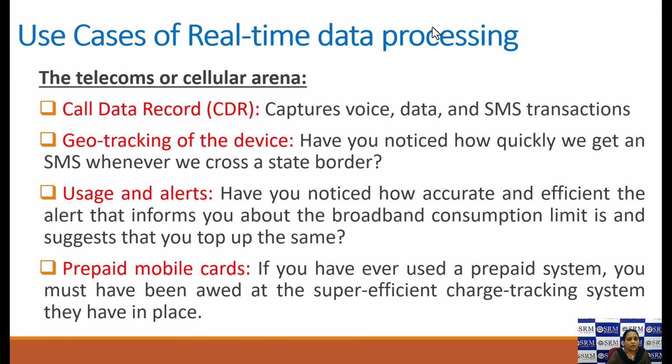If you notice how quickly you get an SMS when you cross the state border, and how quickly we get a usage alert, for example, 1.5 GB is over, you can get a loan. How many people are using prepaid mobile cards, whether your charging tracking system is over, or whether its availability is there, all this is possible using telecom or cellular applications. These are the major places where huge data gets generated, and all this can be processed to give an alert or a visualization of the output. Whatever happens inside this can be viewed.